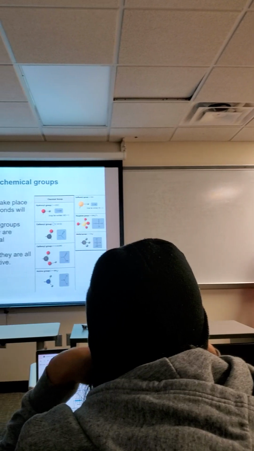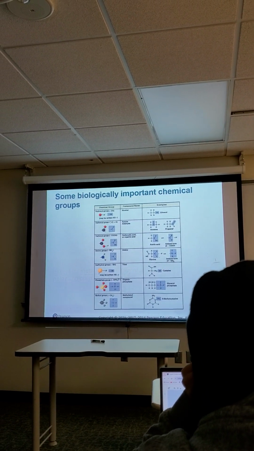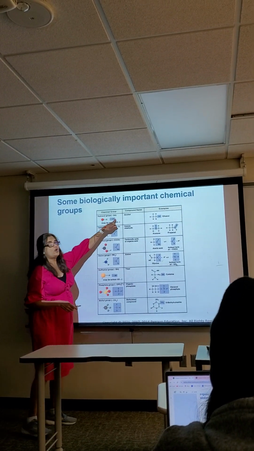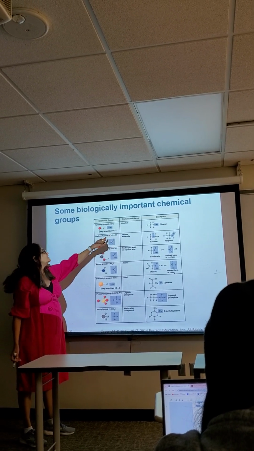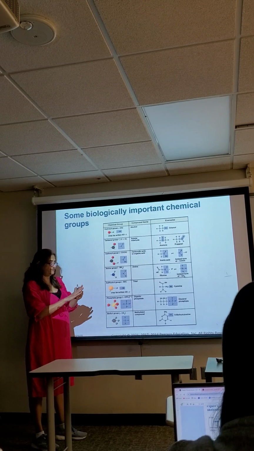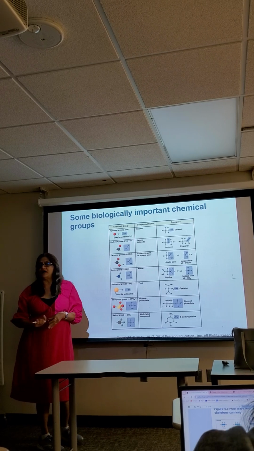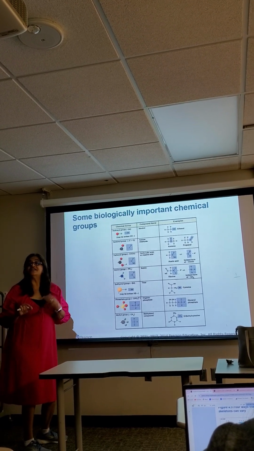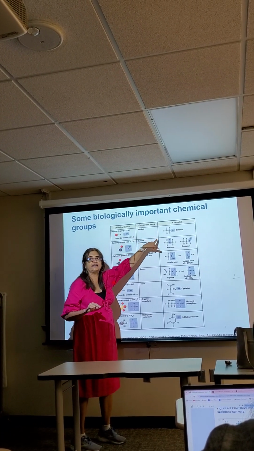So the first one, as you can see, is called the hydroxyl group. What is the hydroxyl group? It is OH. Are you taking it down? So the hydroxyl group is your number 1, and when you have any chemical compound that contains an OH group, that means it is going to behave like an alcohol.